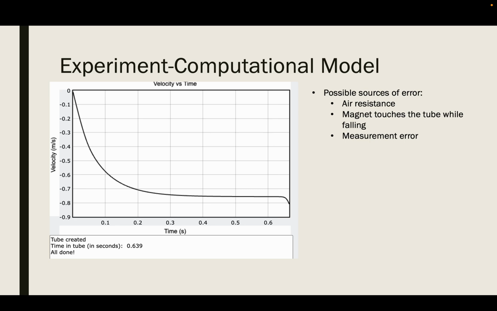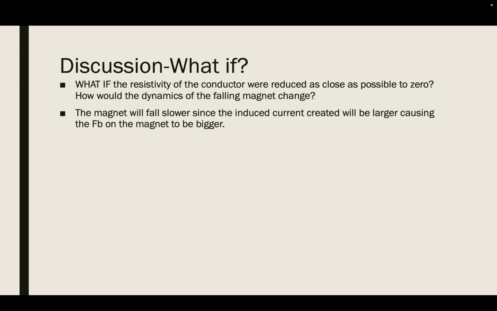This could be caused by not taking the air resistance into calculation, or the magnet touching the tube while falling, creating inaccurate Fb calculation. Also, the time measurement could be inaccurate. What if there's close to zero resistivity of the conductor? The falling time of the bar magnet will be longer.